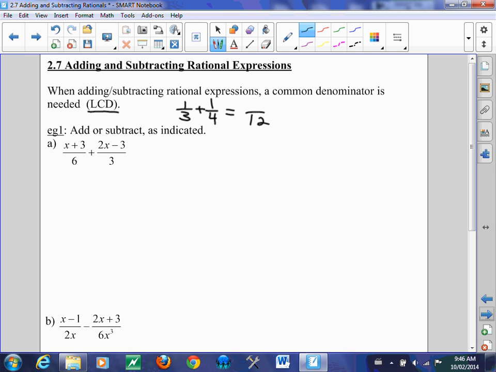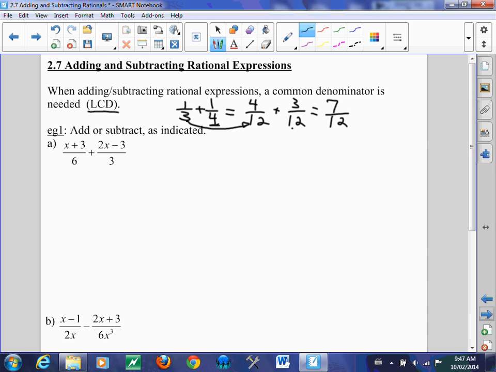So you want to get both expressions to 12. Okay, and whatever you do to the denominator, you do the same to the numerator. So how did we get 3 to 12? We multiplied it by 4. So whatever we do to the bottom, we have to do the same to the top. So that's going to be 4. Likewise, what would we multiply the 4 by to get 12? 3. It's going to be 3. So then, once we've got a lowest common denominator, then we can add our numerators.